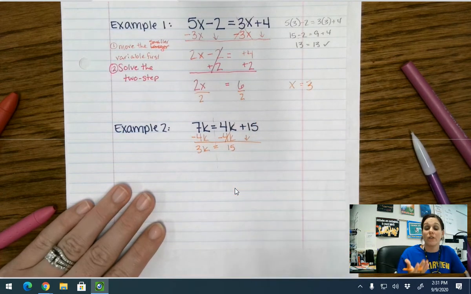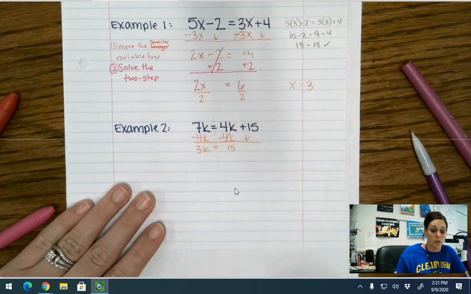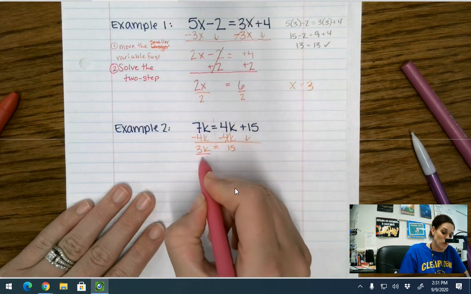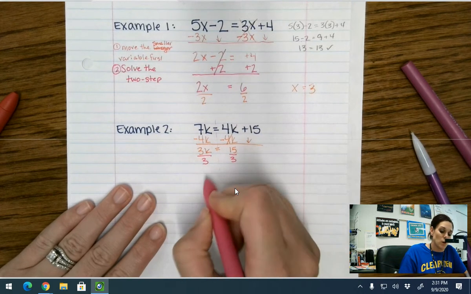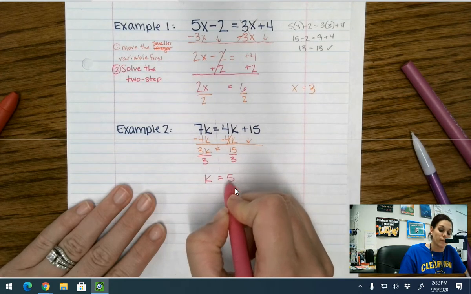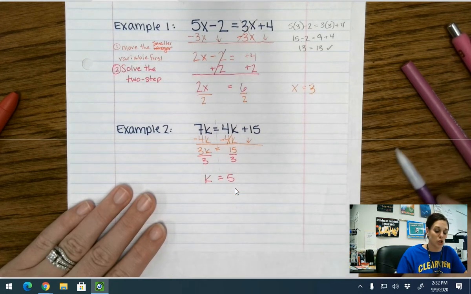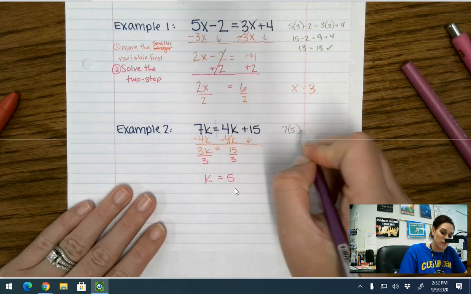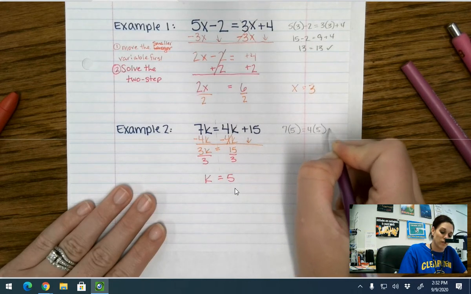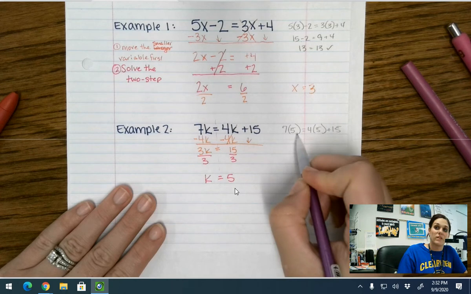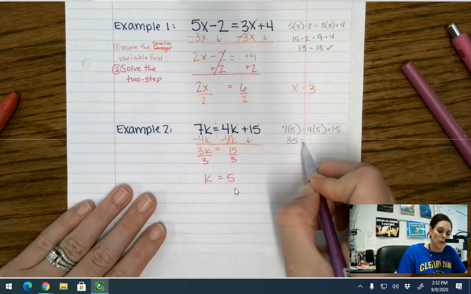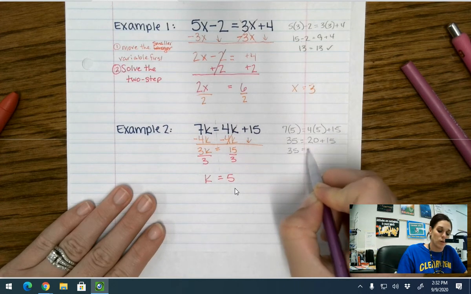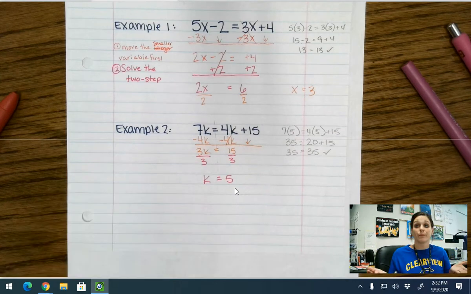So the variable has already picked one side and the constant's on the other, so we're going to go ahead and finish solving this. The opposite of multiplication is division, so we're going to divide by 3 on both sides. We get that K equals 5. Again, to check this answer, we're going to take this 5 and plug it in. So we get 7 times 5 equals 4 times 5 plus 15. Well, 7 times 5 is, in fact, 35. 4 times 5 is 20 plus 15. 35 equals 35. Check. We're balanced.